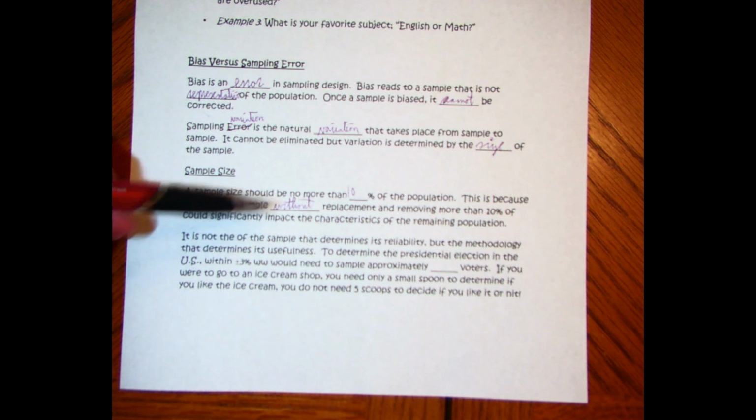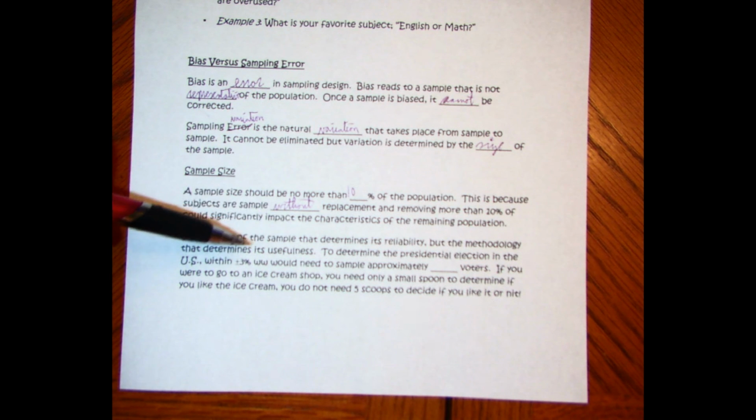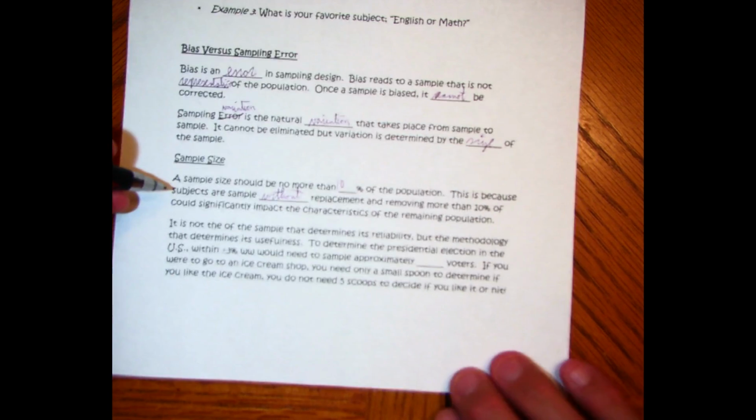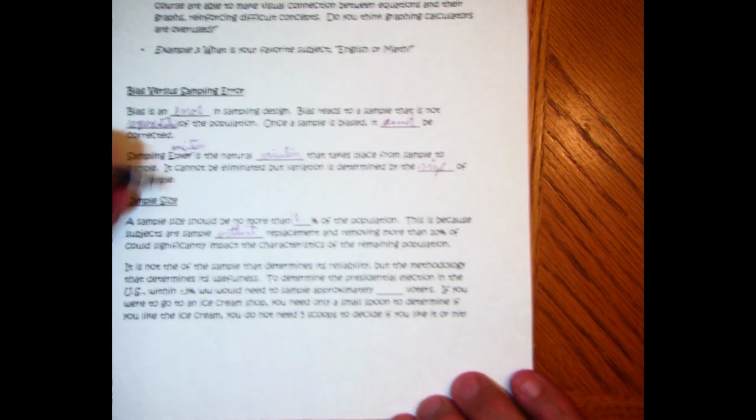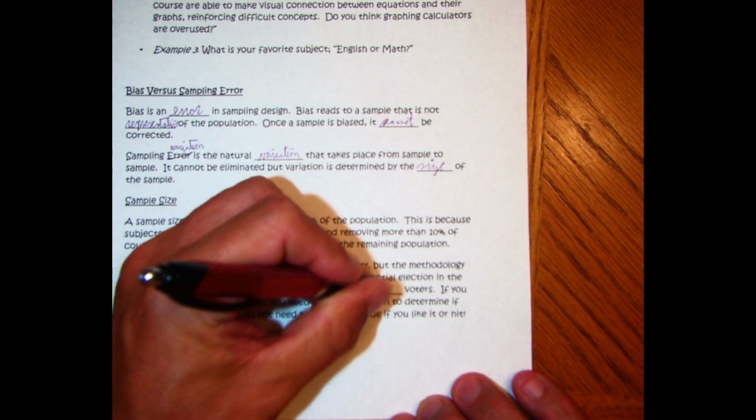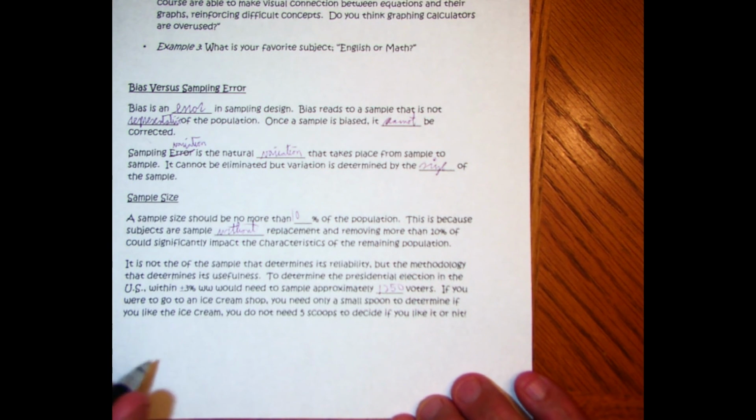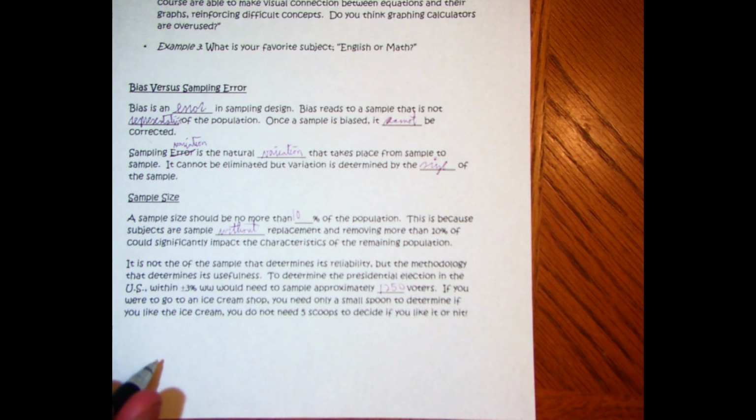To determine the presidential election in the U.S. within 3%, you would only need about, I think it's 1,250 voters. That's nationwide. 1,250 voters nationwide to be within plus or minus 3% of the actual true proportion of people who are going to vote in the presidential election. Okay.